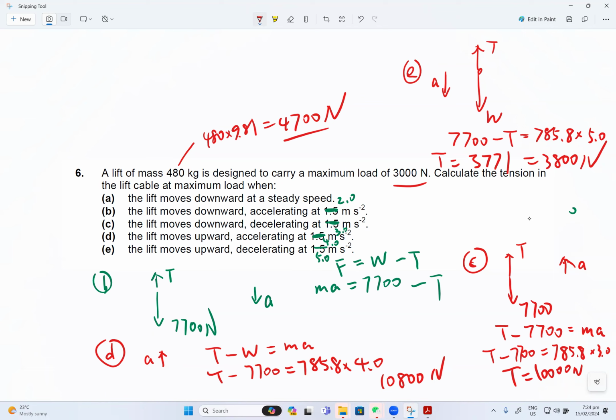Where did the 3771 come from? 3771. Oh, you do this calculation to calculate it. Yeah. If you don't like doing algebra, try to find a better calculator.